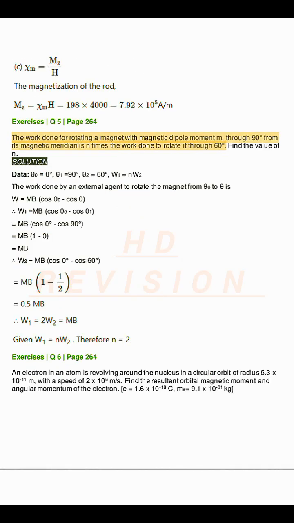Exercises, Q5, page 264. The work done for rotating a magnet with magnetic dipole moment m through 90 degrees from its magnetic meridian is n times the work done to rotate it through 60 degrees. Find the value of n.